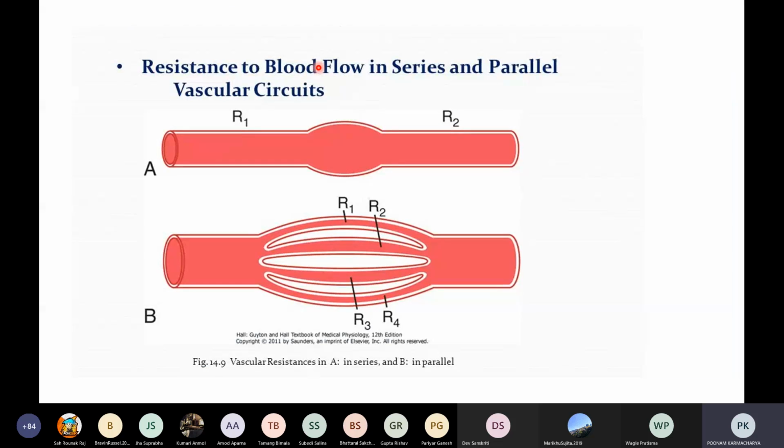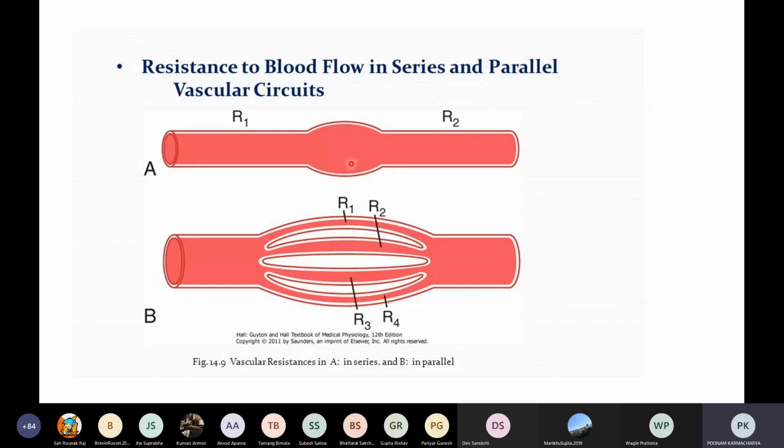Alright. Now resistance to blood flow can also depend upon the series and the parallel vascular circuits. If you see our body, we have these two different kinds of vascular circuit. One is the series vascular circuit and one is the parallel vascular circuit. Now this series vascular circuit, we can find it in case of the GIT, and in case of this series resistance. This one is the series vascular circuit and this is the parallel vascular circuit.